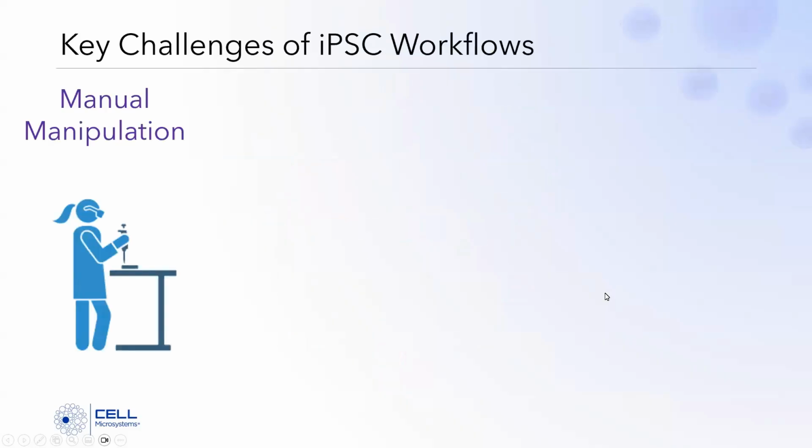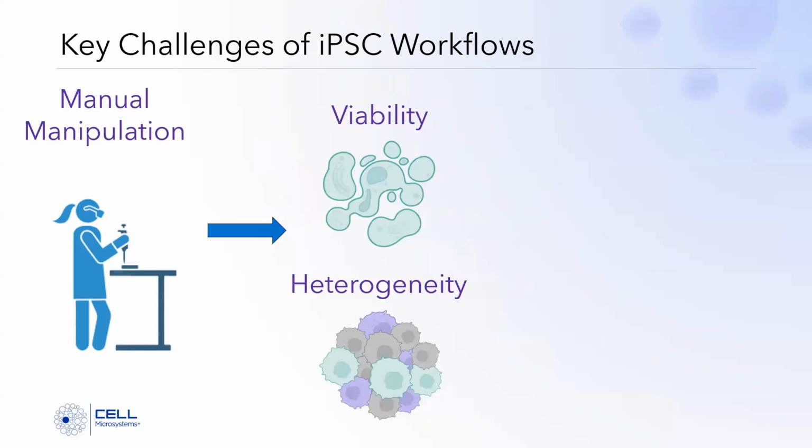There are a lot of challenges of working with these fragile pluripotent cells, the first of which is manual manipulation. The vast majority of the workflows require you to manually interact with colonies in a lawn of cells. Those manual manipulations almost always result in viability issues because the survival rate of cells after these kinds of manipulations is not high, as well as heterogeneity in the population. It's very difficult to ensure fidelity of your cells when you are manually picking them out of a 6-well plate.